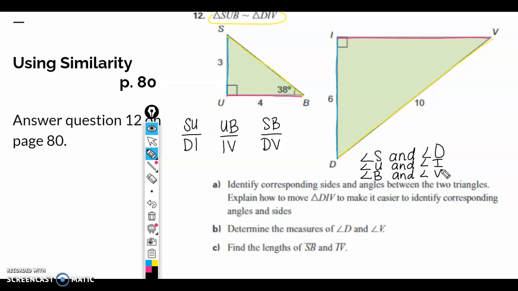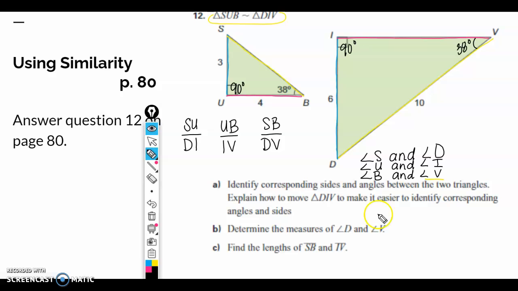Question B says, determine the measures of angles D and B. Let's talk about what we do know. We know that angle B is 38 degrees. Since angle B and angle D are corresponding, that means that angle D also measures 38 degrees. We see that angles U and I are both 90-degree angles. That is indicated with the box that we see indicating the right angle within our right triangle. So we're left to figure out F and D.